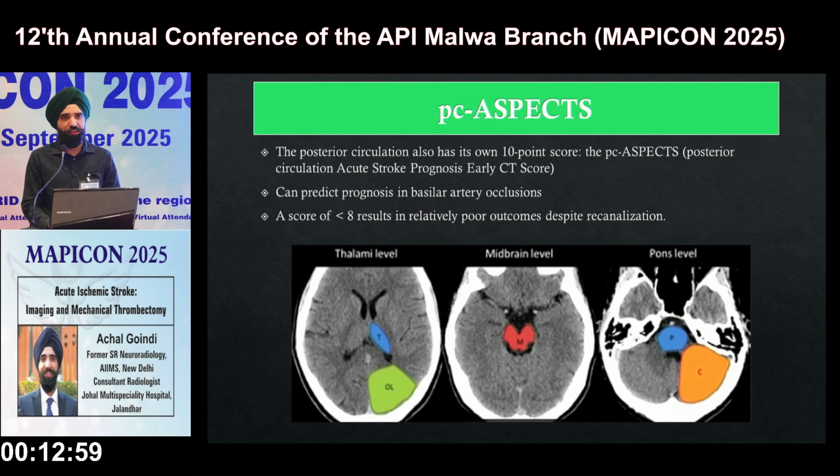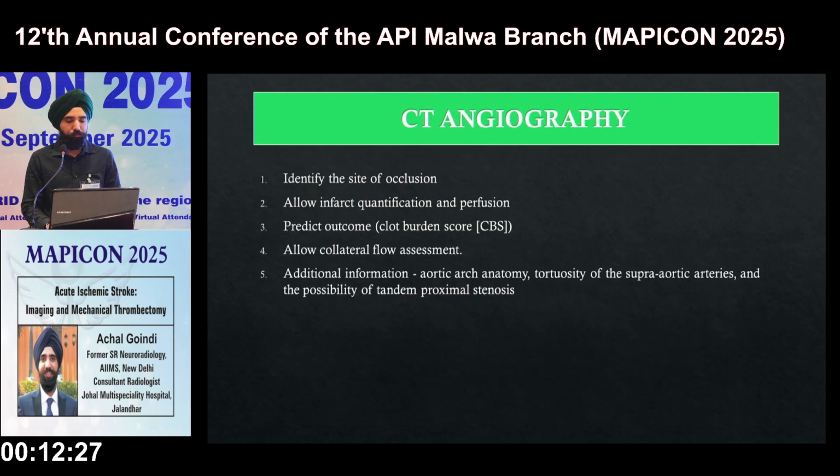Then similarly for posterior circulation, the primary ASPECT score was for anterior circulation. So if there is a posterior circulation territory stroke, for that we have something called the PC-ASPECTS, the posterior circulation ASPECTS. Again, it is based on the similar principle, a 10-point scoring system, but this time instead of the areas of the anterior circulation, we will have the posterior circulation areas like the brainstem and the cerebellum. Instead of the 6-point scoring of ASPECTS, we will have the 8. Anything above 8 is good outcome, and below 8 means it will have a poor outcome.